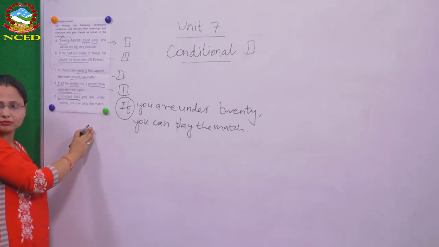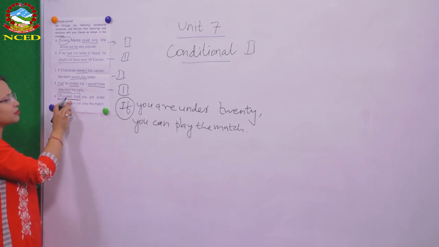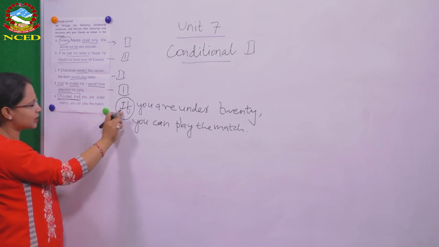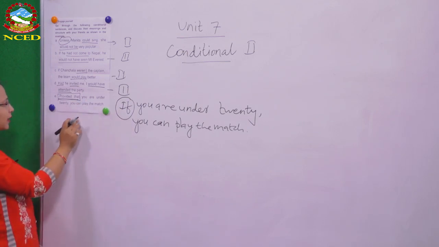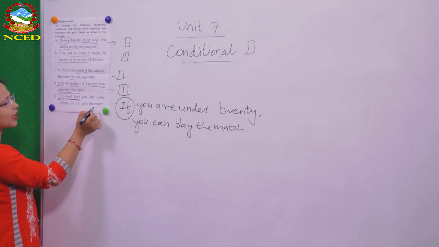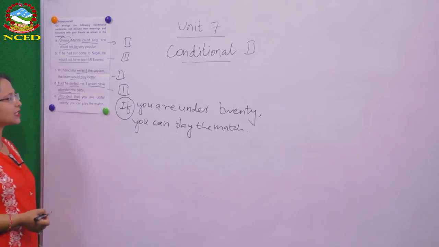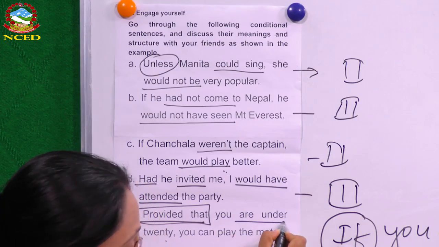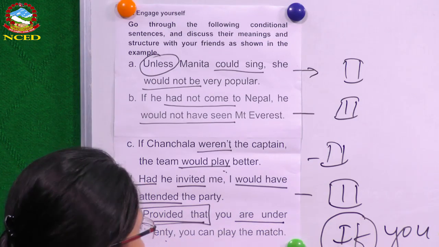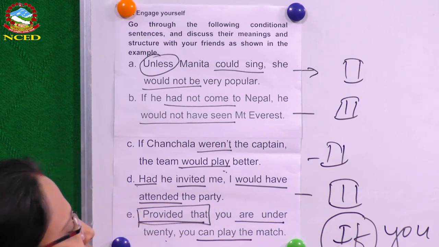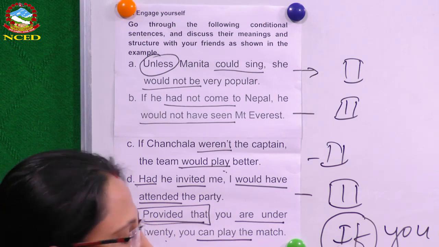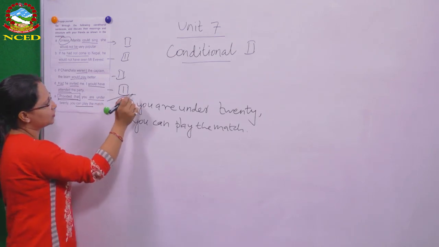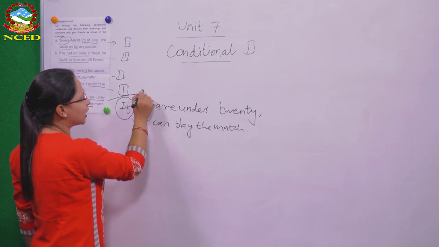So what does this mean? There is another type of word or phrase which can be used instead of if, but it is still a conditional sentence. So, you are under 20, you can play the match. What type of conditional is this now? Yes, it's in simple present tense, right? The if clause is in simple present tense. And the main clause is also in simple present tense. So, what is it? Yes, it is conditional type 1.